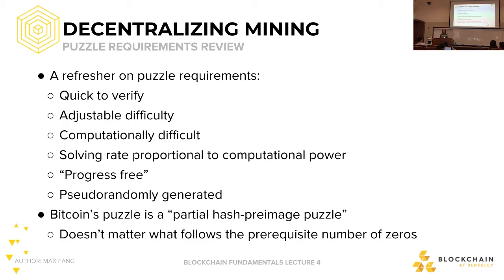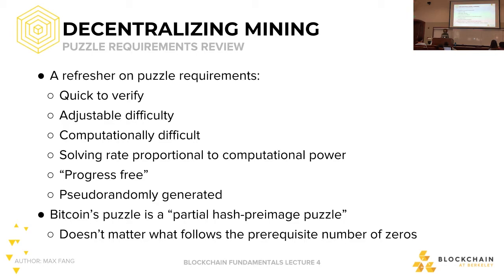What Bitcoin's puzzle is described as is a partial hash pre-image puzzle. That's basically you've got the beginning information plus one thing that you can vary, and you need to pick a value for that variable, hash that information, and then try and get something that is less than the difficulty. And that's the solution. So it doesn't matter what follows, you just need to get that prerequisite number of zeros.